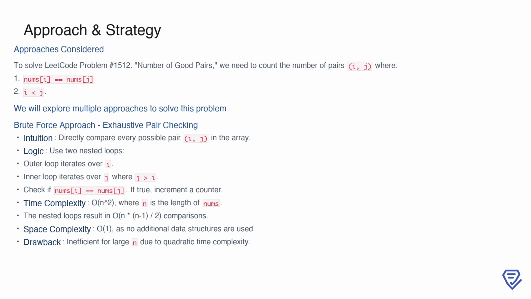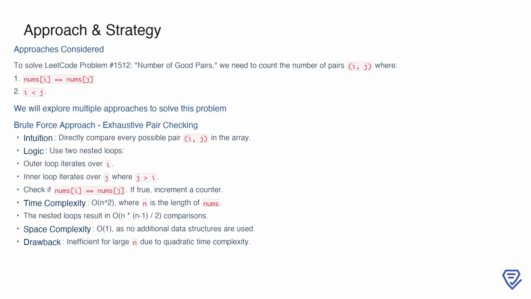To solve the problem of counting good pairs, we need to focus on identifying pairs (i, j) in the array where the values at those indices are equal, and the first index is smaller than the second. The most straightforward approach is the brute force method. Here, we use two nested loops to compare every possible pair in the array. The outer loop fixes an index i, and the inner loop checks all indices j where j is greater than i. For each pair, we check if the values are equal, and if they are, we increment a counter.